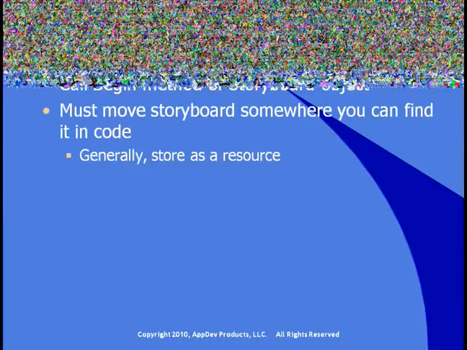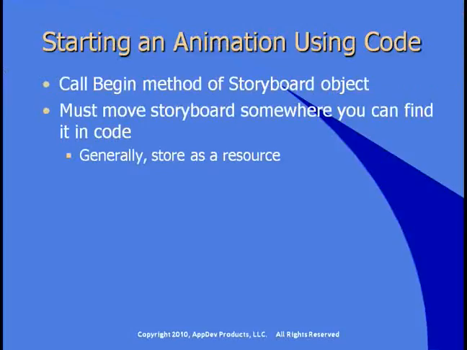In our case, we'll store it as a resource in a user control. We'll find it from within the code and then call its begin method to get it going. Let's look at how we can call the begin method of a storyboard object from code to start the animation running.